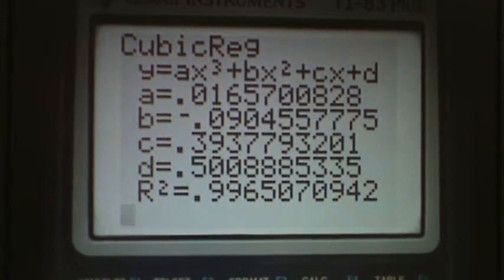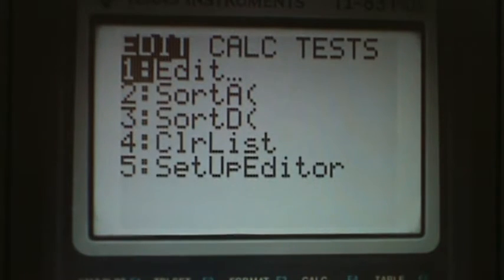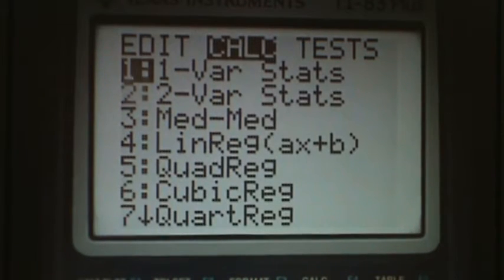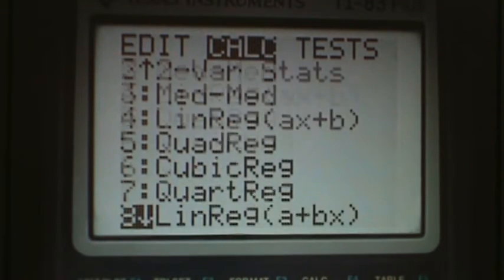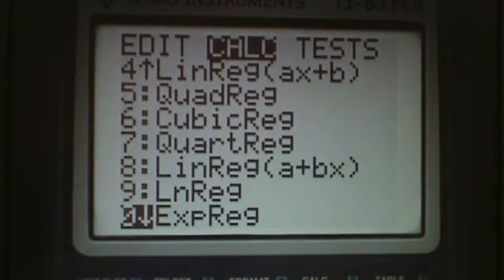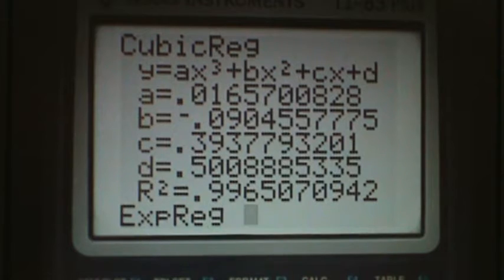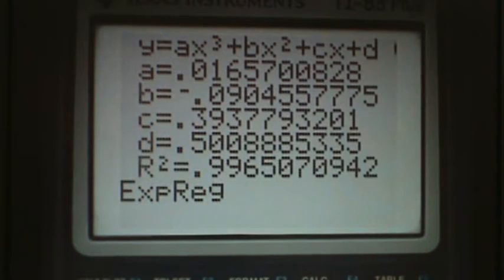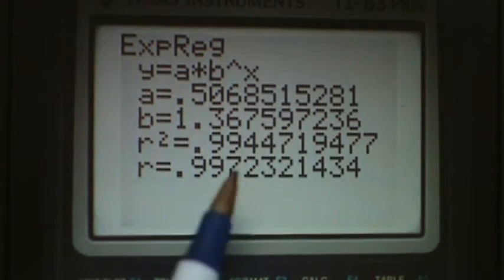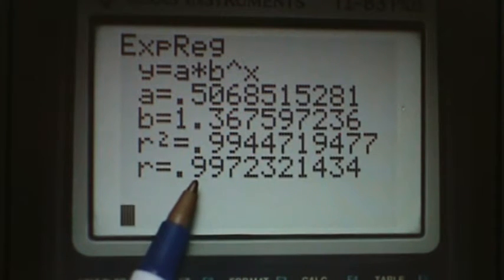Let's go through another regression. Well, gee, we're studying exponential functions here, so let's go through that. We want an exponential regression. Here we go, exponential regression. Now remember, that previous one, the cubic regression, had an r-squared of 0.9965. Let's see what this one does. I'm pressing enter. 0.997. This one is even better than the other one.